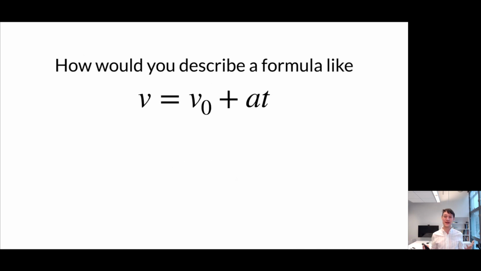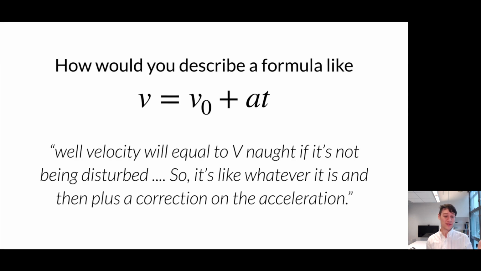So Bruce's question was something like, how would you describe a formula like this one? You might recognize this formula as one of the key formulas that appears early on within a physics class, which describes how you can compute the velocity at a particular point in time. One of the students in this study described it as follows. Well, velocity, that's the v, will equal to v naught if it's not being disturbed. So it's like whatever it is, and then plus a correction on the acceleration.